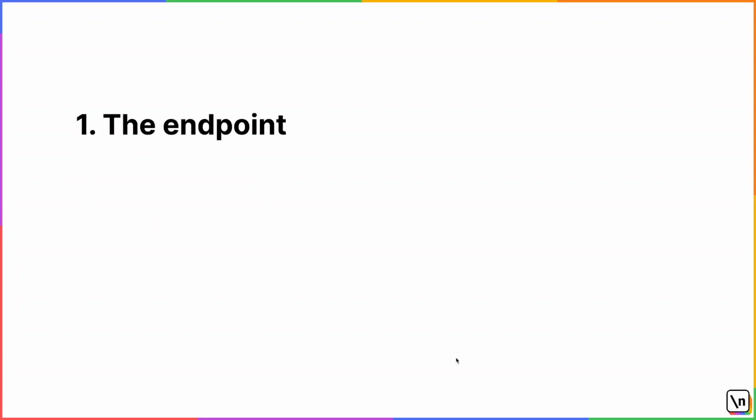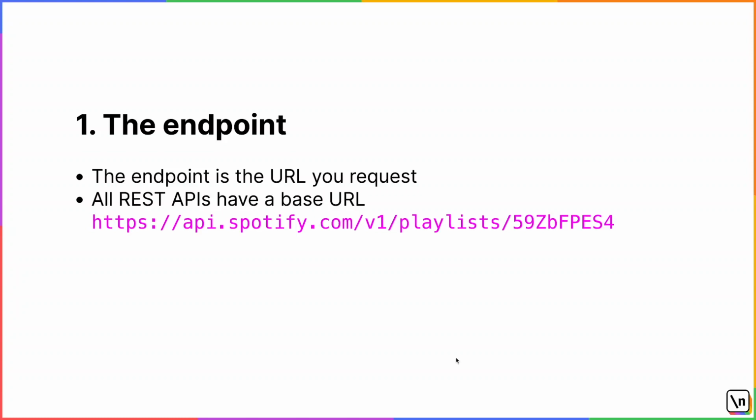So the first thing we have is the endpoint. The endpoint is the URL you request. All REST APIs have a base URL, also known as the root endpoint. For example, the base URL of Spotify's API is api.spotify.com. And other APIs like the GitHub API have root endpoints that are api.github.com. Additionally, each endpoint in a REST API has a path that determines the resource being requested. So in this case, this endpoint from the Spotify API returns data for a playlist based on the ID you provide. In this case, it's this 59Z string at the end.